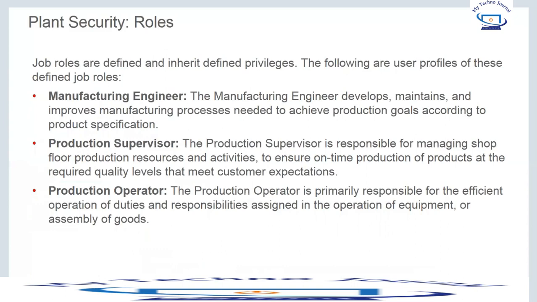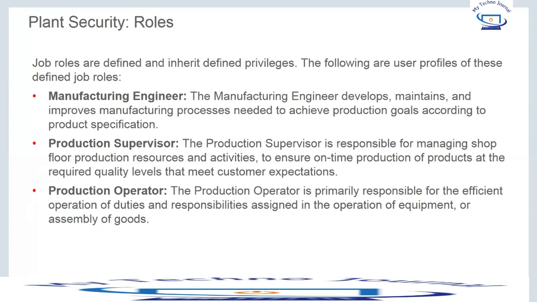Out of the box, these are the different roles available: the manufacturing engineer, the production supervisor, the production operator. These are the seeded roles available. Accordingly, having certain privileges, you can utilize them, or you can make your own roles with certain privileges and assign them to different users. So each and every role has its own advantages and what access or privilege he or she has.